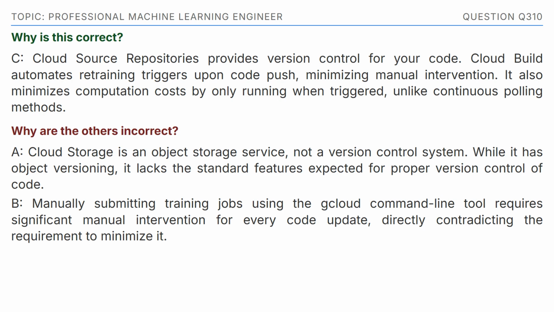A. Cloud storage is an object storage service, not a version control system. While it has object versioning, it lacks the standard features expected for proper version control of code. B. Manually submitting training jobs using the cloud command line tool requires significant manual intervention for every code update, directly contradicting the requirement to minimize it.